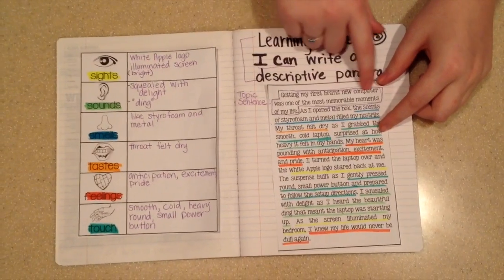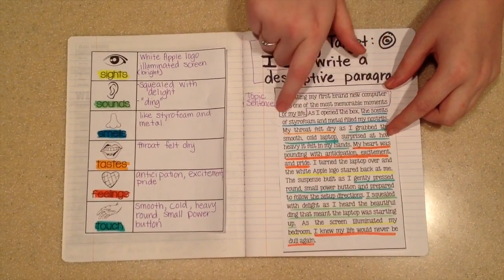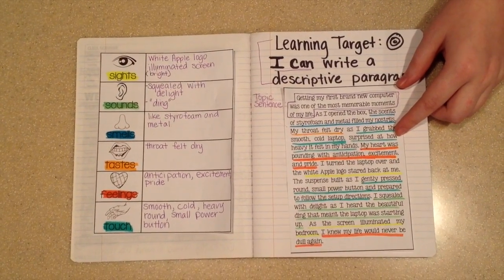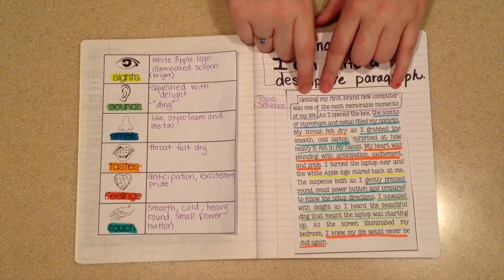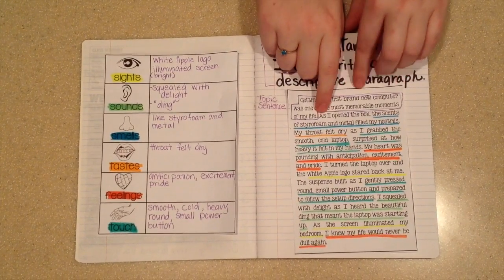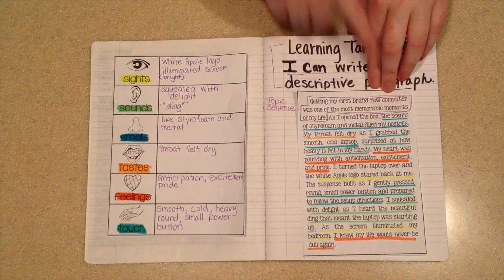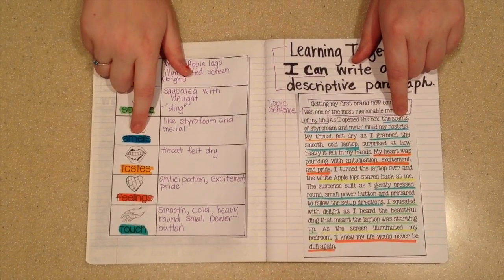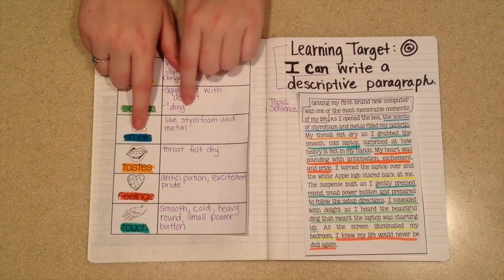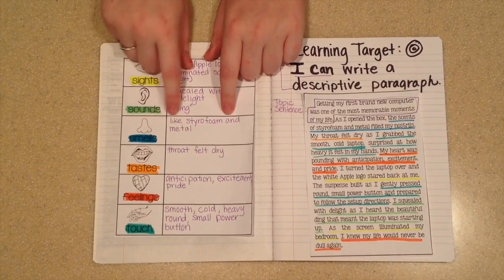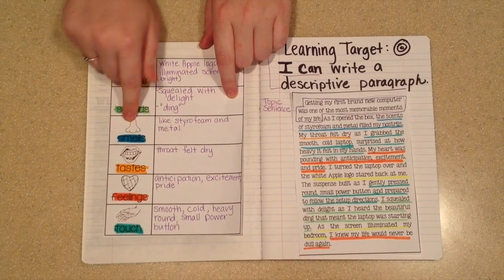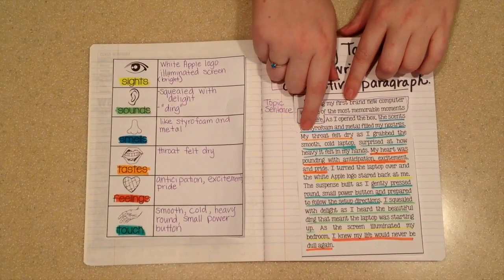So, getting my first brand new computer was one of the most memorable moments of my life. We actually don't have to do anything with this sentence. It was a topic sentence, wonderfully done. So this writer is just setting up the reader for what they're going to read about. Okay, so as I opened the box, the word scent clues us in that it's going to be our smell, of styrofoam and metal filled my nostrils. So we're going to take that information and put it in our smell column. So it smelled like styrofoam and metal. Go ahead, pause the video if you need to write that down. Alright, we're going to keep going.